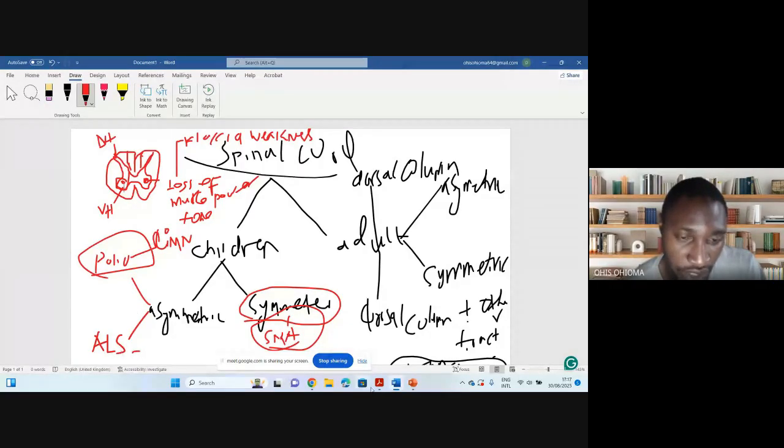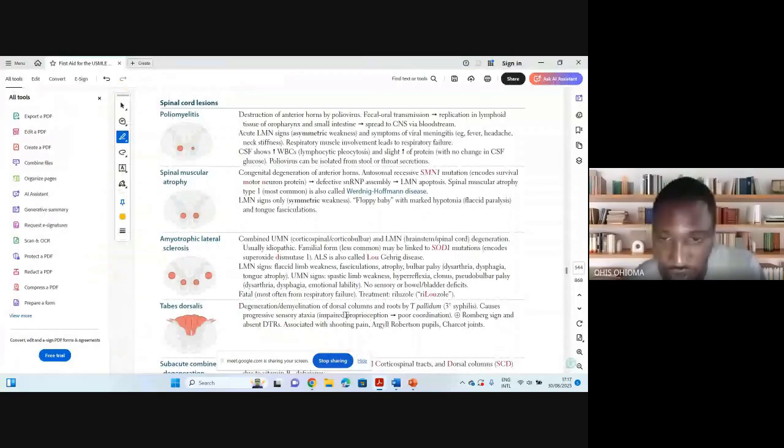So let me go back to this picture and show you guys what I'm trying to say here. You can see that one of them is functional and the other one is not functional. For spinal muscular atrophy, both of them are affected, basically. So the patient will present with loss of muscle, acute lower motor neuron lesion, and asymmetric weakness in polio. But for spinal muscular atrophy, the patient presents with symmetric weakness. So there's a floppy baby with marked hypotonia, as well as strong fasciculations, right?